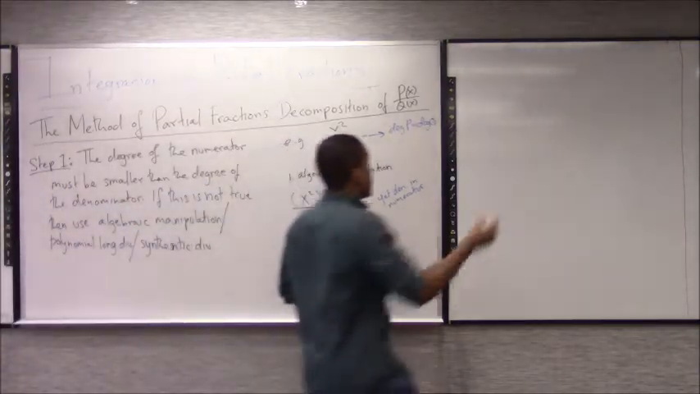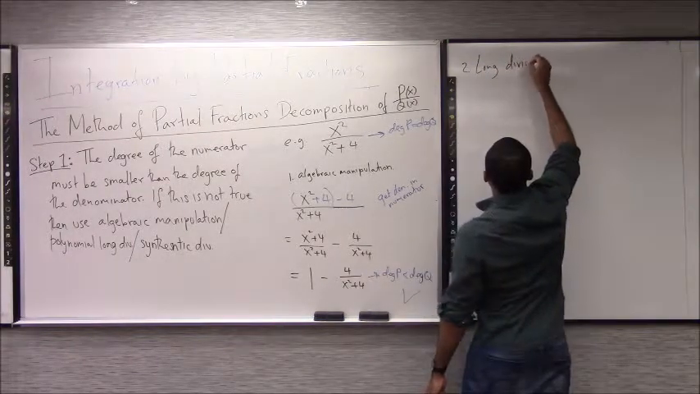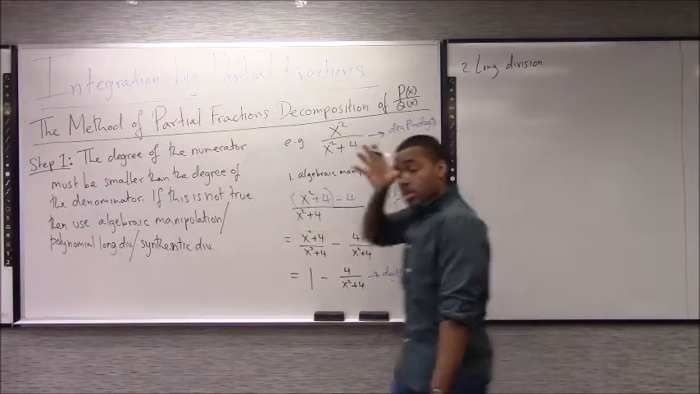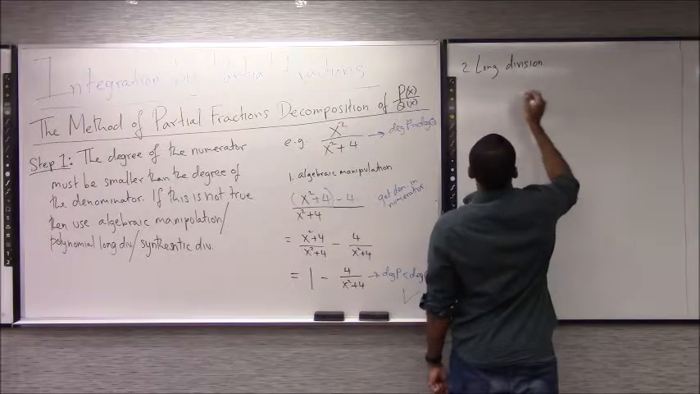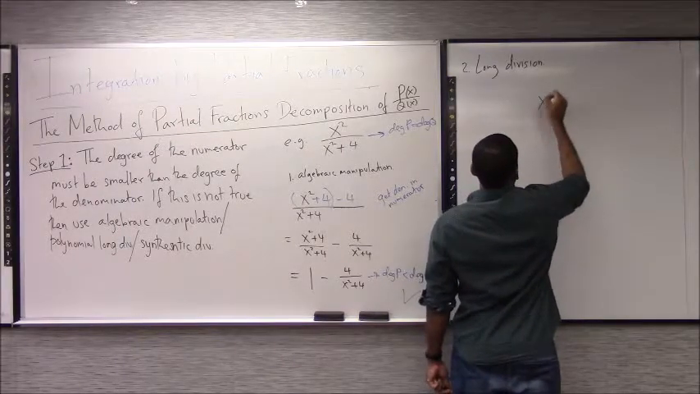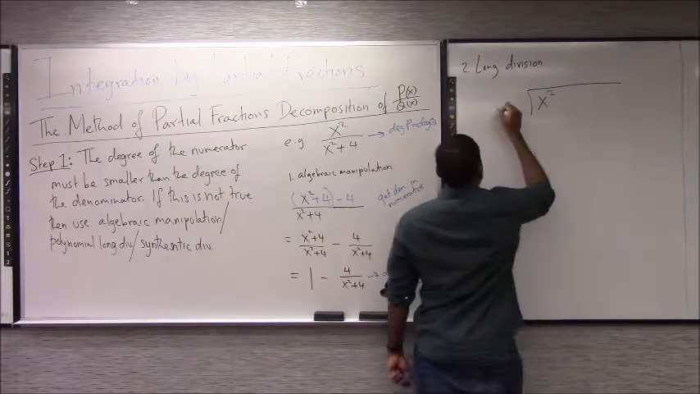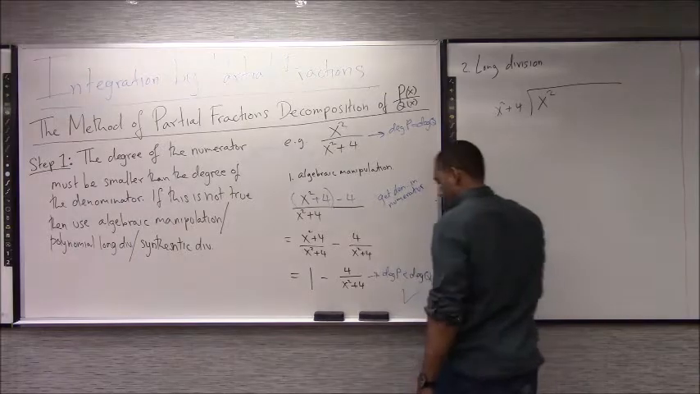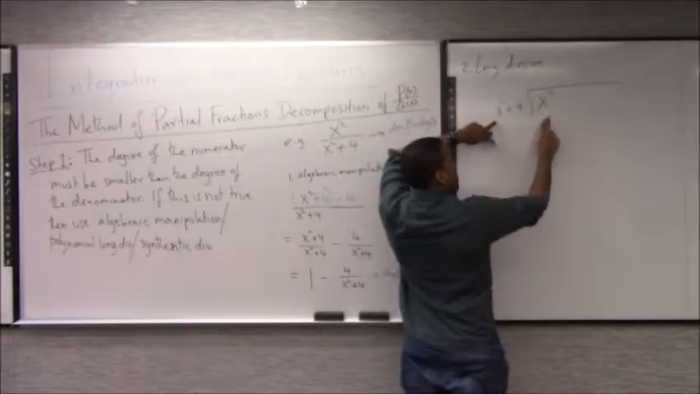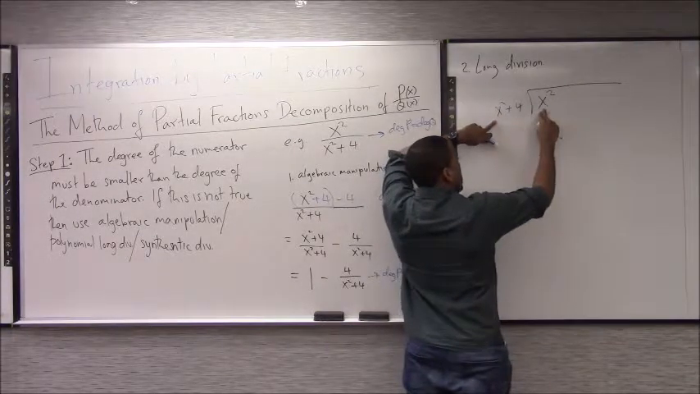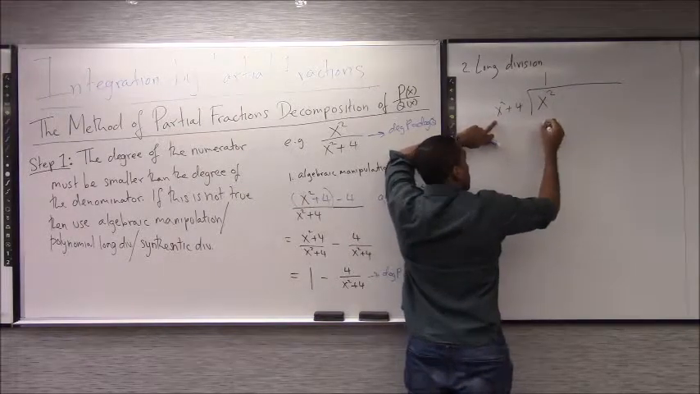Another way you can deal with this is long division. So I'm going to describe this for you guys. So basically what we have is x squared, and I'm going to divide it by x squared plus 4. And so what we can do, you take the first guy, divide it into the first guy, x squared divided into x squared, the result is 1. You take that 1, you multiply everyone here, and you put it below.